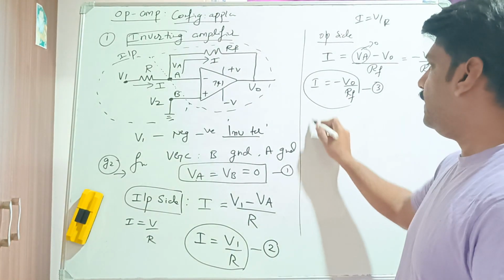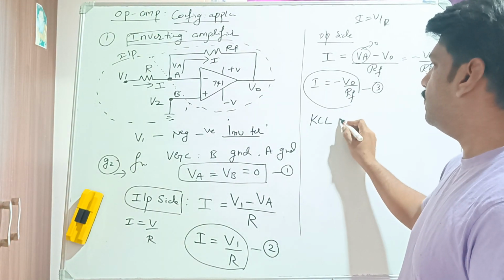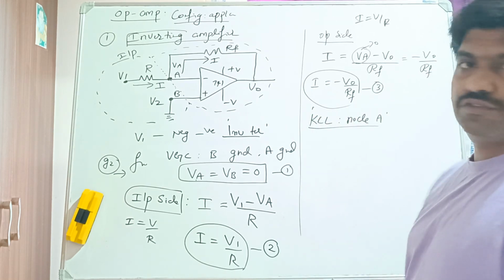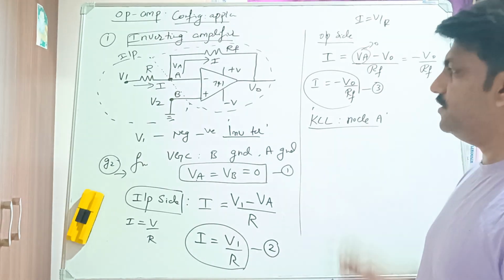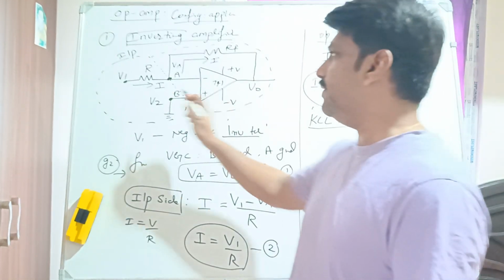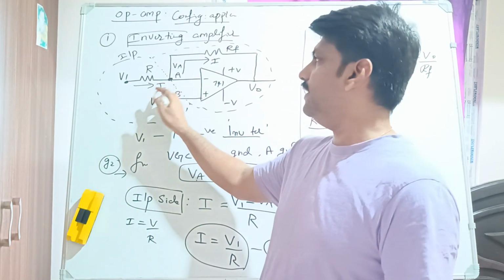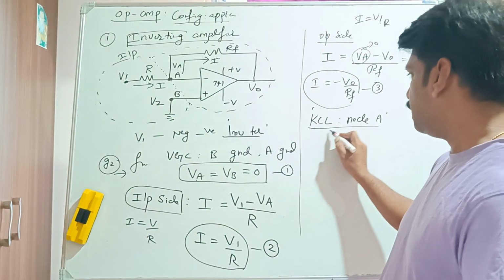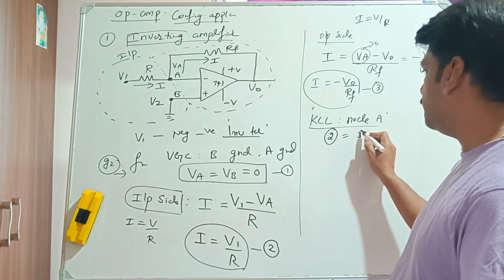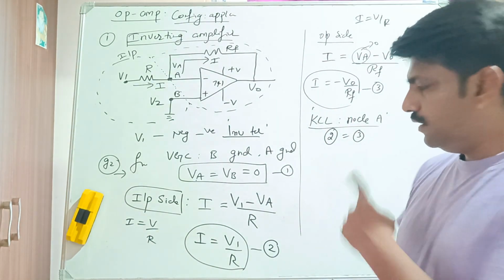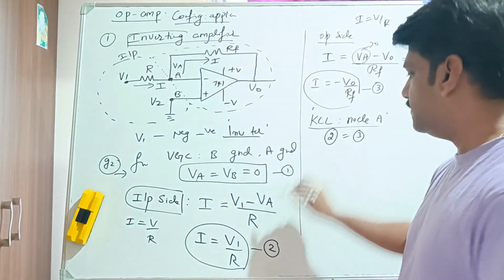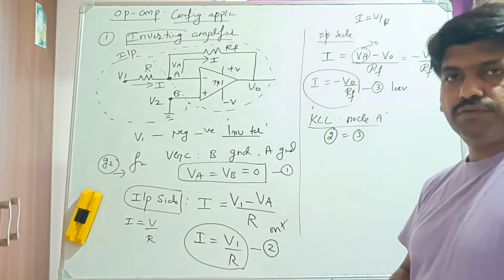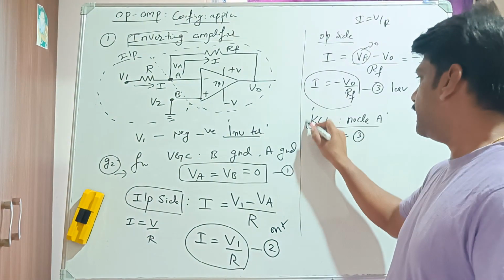Now, we should apply Kirchhoff current law. What does the Kirchhoff current law say? The sum of all the currents at a node is 0, or the current entering is equal to the current leaving. Which is the current entering at the node A, I, and which is the current leaving, I. So here we can call equation number 2 equal to equation number 3, because look at the LHS, both are the same. One is the input side entering current, the other is the leaving current. Both are equal according to Kirchhoff current law at node A.